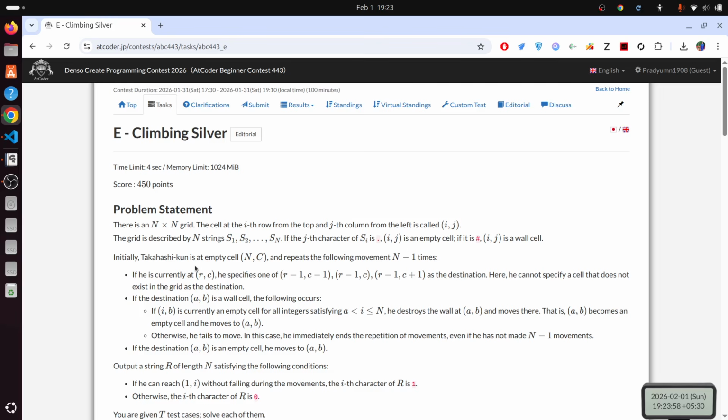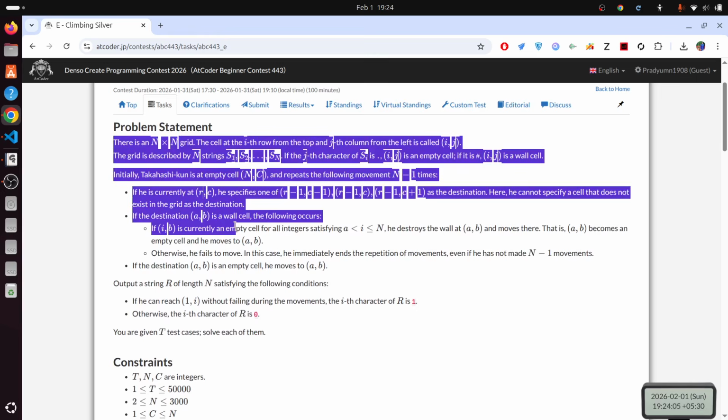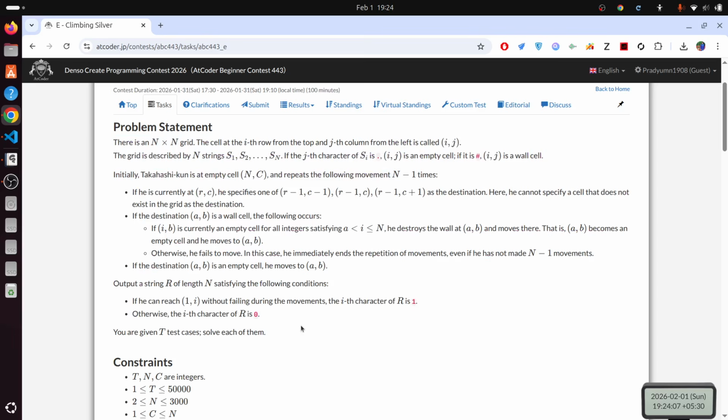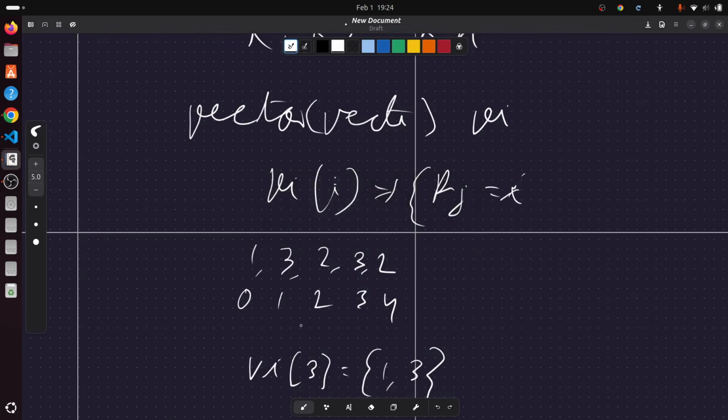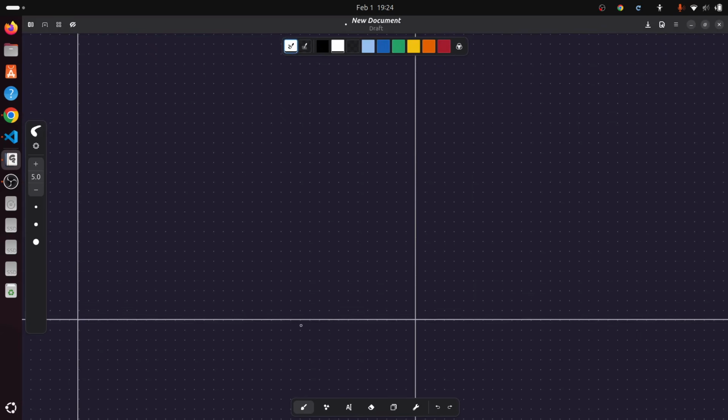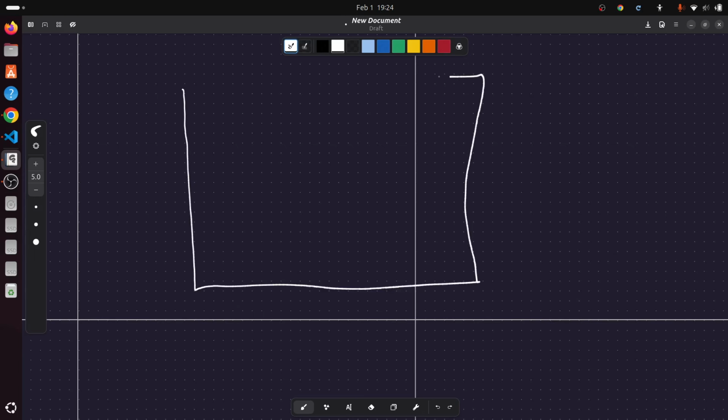Yeah, so there's an n by n grid. The cell at the ith row, actually the problem is very long and it is not very comprehensible at first glance, so I'll just simplify it and tell you what it means. Okay, so basically we have a grid where some of the cells are walls and some cells are blank. Okay, so let's say we have this grid.